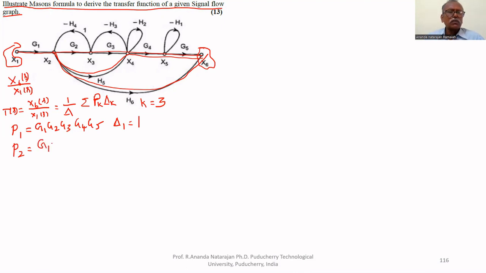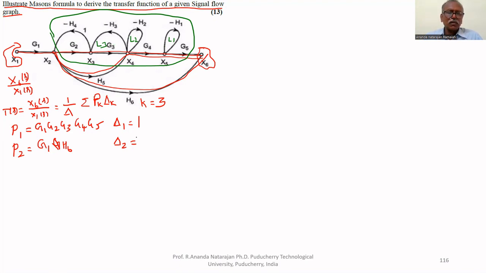G1, H6, that's all. Delta 2 equals the part of the graph which is not touching the forward path. This is the part of the graph which is not touching the forward path. So how many loops are there? L1, L2, L3. This is touching, but this is not touching.